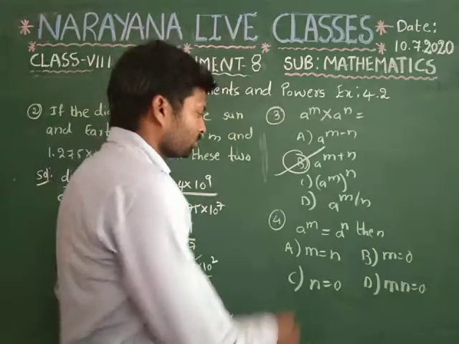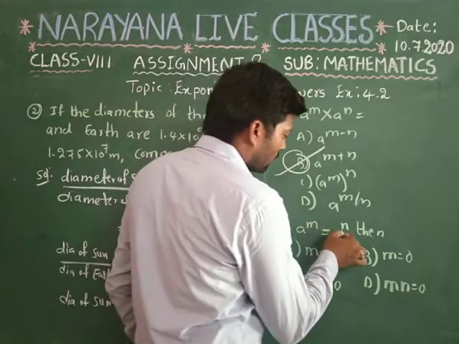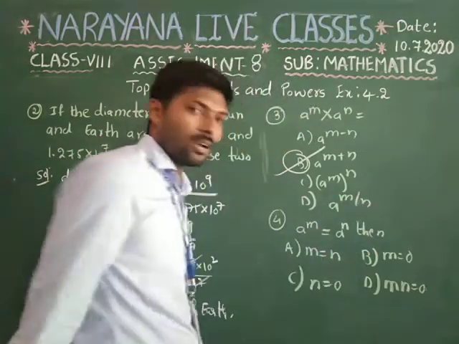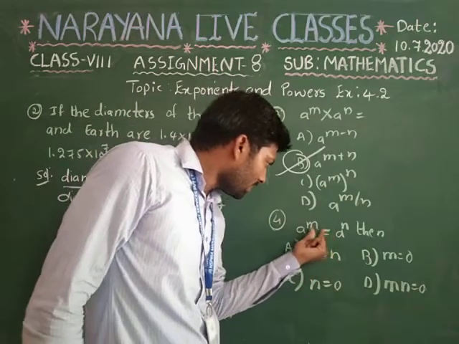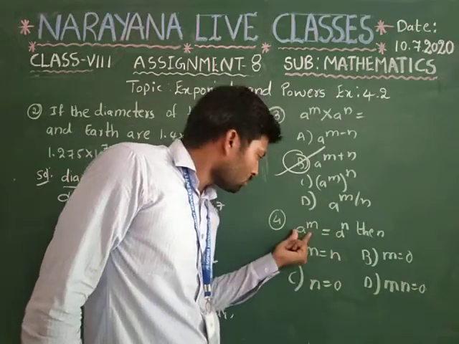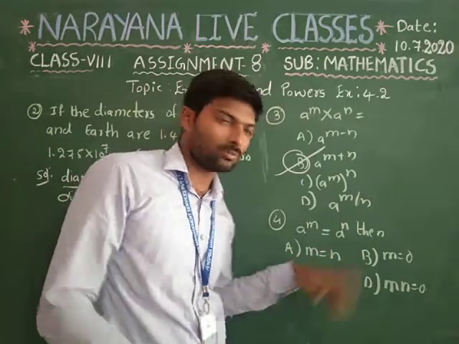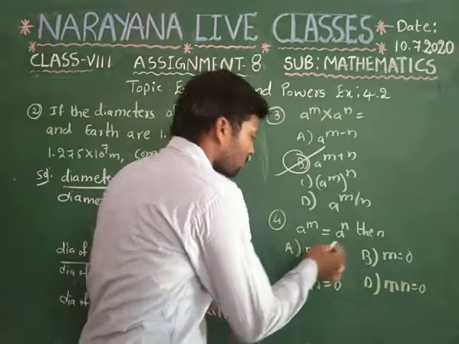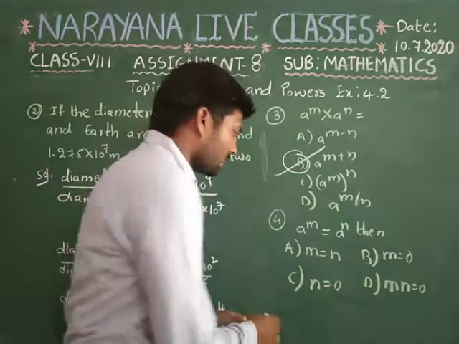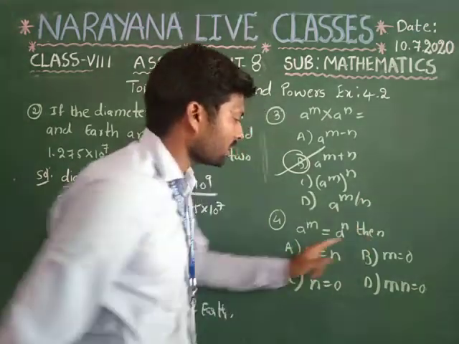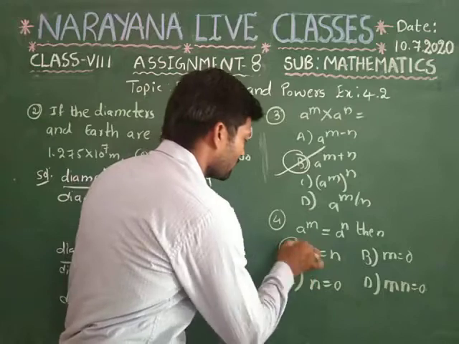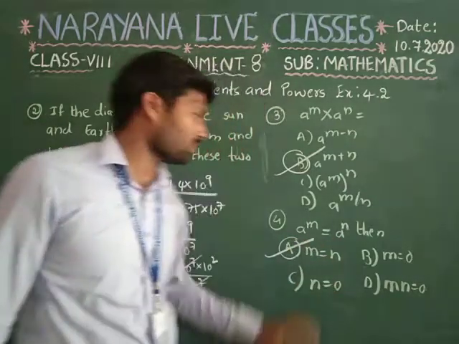Next, the fourth question. If a power m is equal to a power n, then what will happen? Both bases are the same, so we are supposed to equate their powers. The power on the left-hand side is m and on the right-hand side is n, so m is equal to n. Option A is the right option for this question.